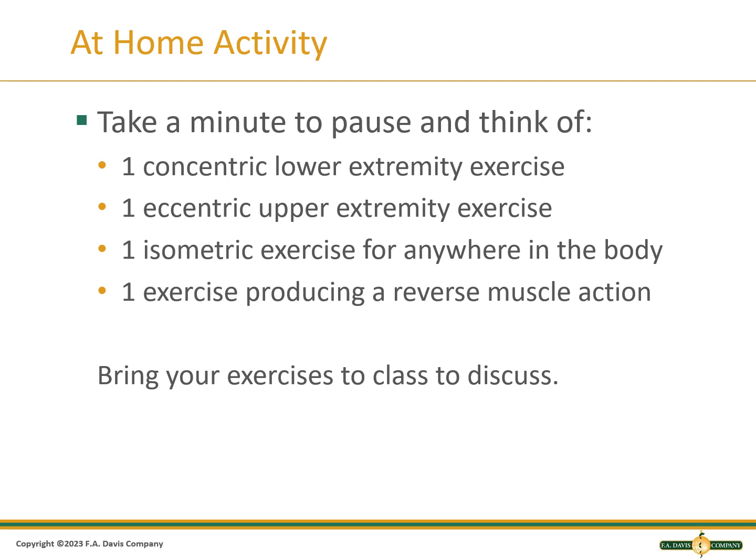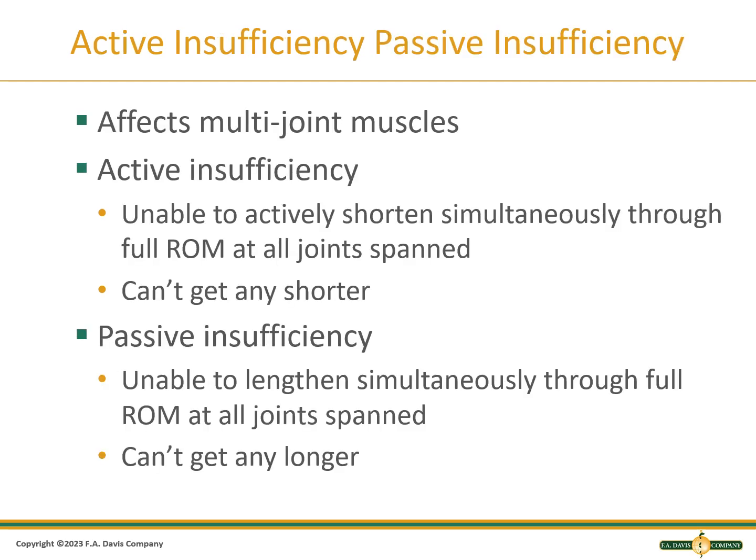Using your knowledge of exercise, and you can utilize resources online as needed, I want you to think about what you just learned about these different contraction types and come up with one concentric lower extremity exercise, one eccentric upper extremity exercise, one isometric exercise for anywhere in the body, and one exercise that produces a reverse muscle action. Bring your exercises to class so you can share your responses and we can discuss them as a group.